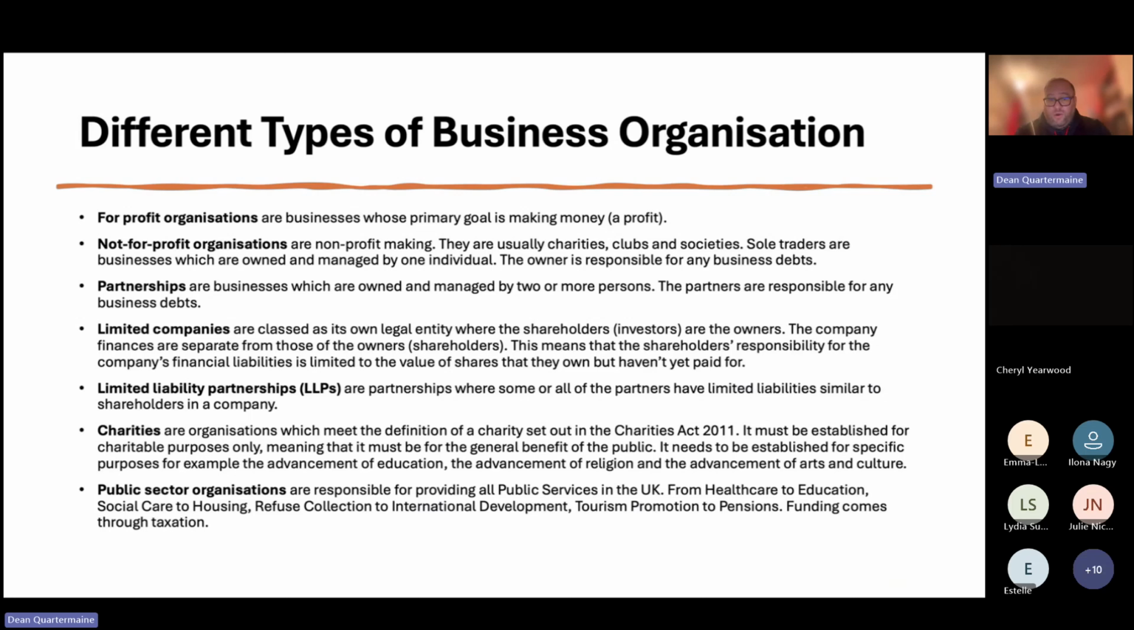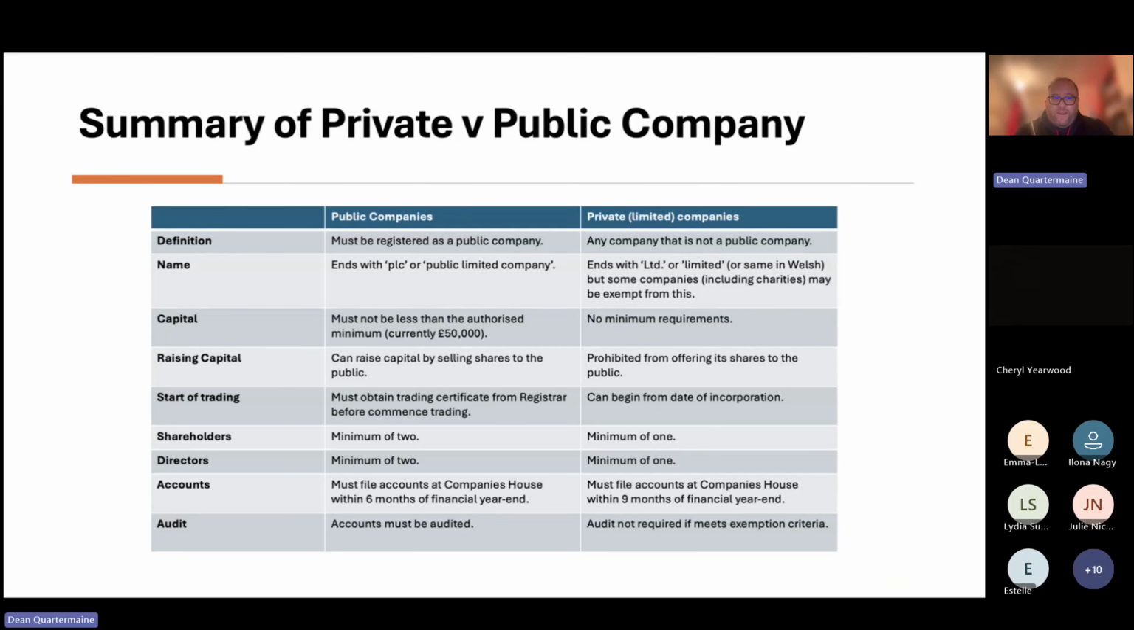Charities are organisations which meet the definition of a charity set out in the Charities Act 2011, established for charitable purposes, which is the benefit of the general public. And then public sector organisations are responsible for providing public services, so things like the NHS, health, education, social care, housing, all the other various things. Final slide, I'm nearly there.